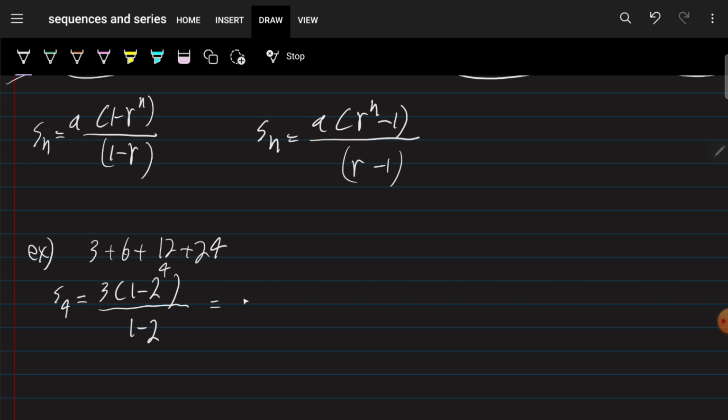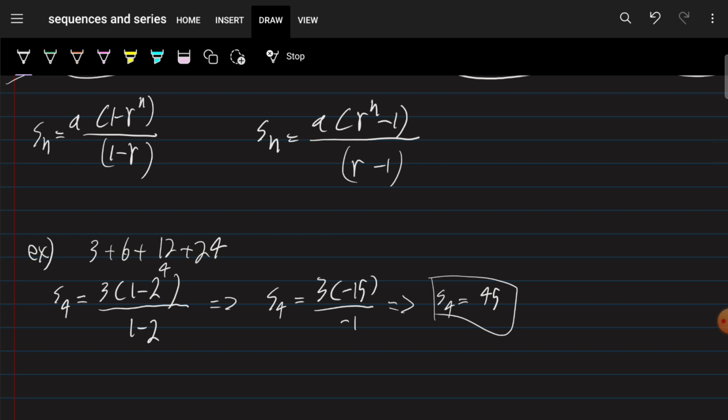So we get that S4 is equal to 3 times, so let's see, 2 to the 4 is 16, 1 minus 16 is negative 15, all over 1 minus 2, negative 1. So this will give us S4 is equal to, the negatives cancel out, 3 times 15, that should be 45. So that's how we can use this formula.